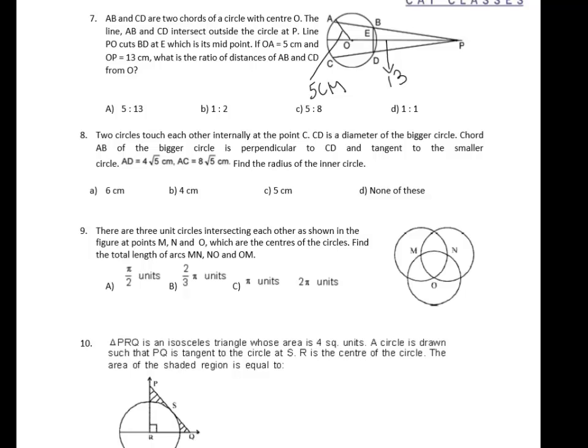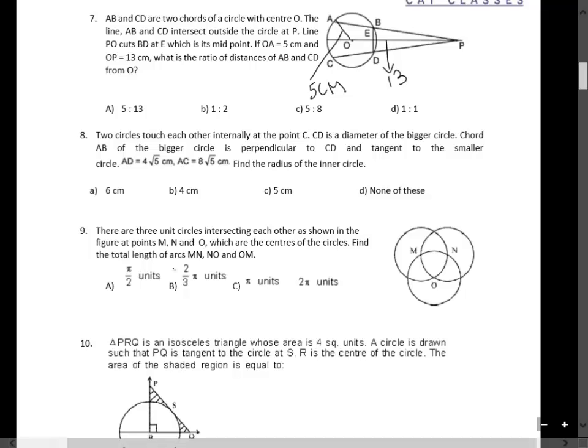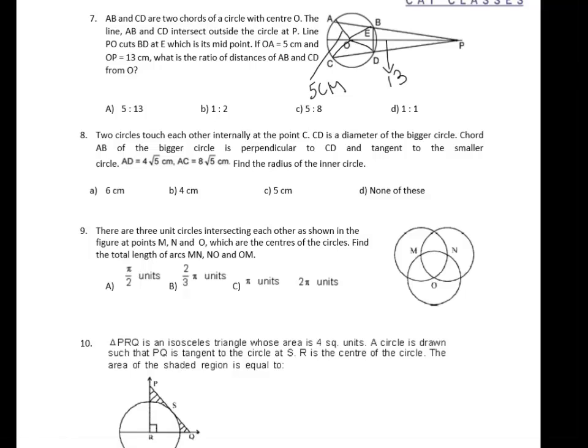Length of PD squared equals DO into that 5 centimeters. Concentrate on it actually. It's a fairly simple thing. What is OA? OA is a radius. Radius is clearly given. You can find that OB is also a radius, OC is also a radius, OD is also a radius. So everything is a radius only. So the radius is 5 centimeters.